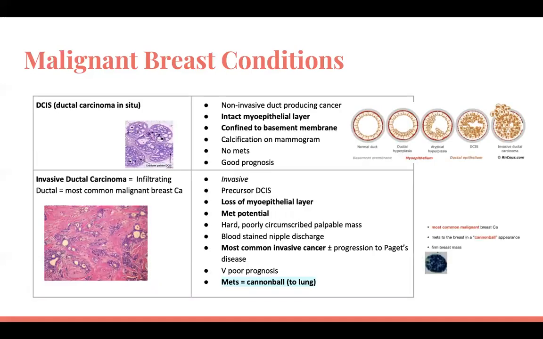Malignant breast conditions: ductal carcinoma in situ, as explained, and invasive ductal carcinoma is the most common malignant breast cancer, and that has the highest risk of metastasizing to the lung. A common sign would be a cannonball met to lung on chest X-ray. So if the patient has a history of breast cancer, it's most likely due to IDC.